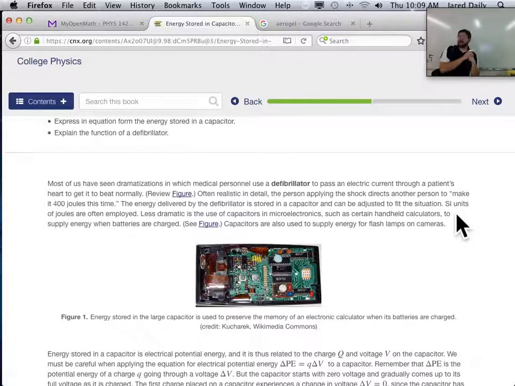Why does that do anything for the victim? Because it gives them a really quick, very fast jolt of energy at just the right energy level to make the heart start beating again. It just gives it the impulse that the heart is used to feeling, right? Why don't we use just the battery in the defibrillator to do that?